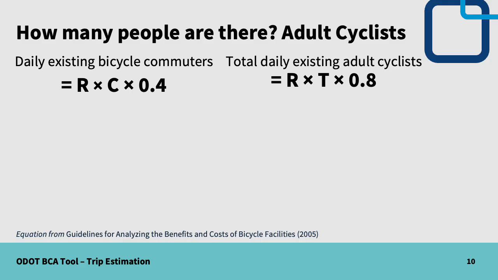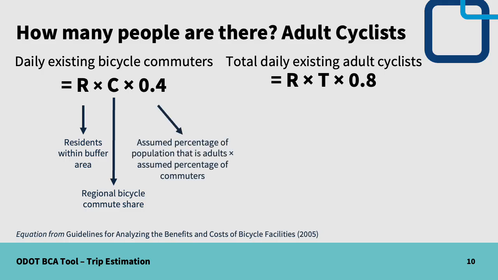To get the number of daily existing bicycle commuters, multiply the number of residents in the buffer area by the regional bicycle commute share. Multiply again by 0.4, which in this case is the assumed percentage of residents who are adults, multiplied by the assumed percentage of adults who are commuters.